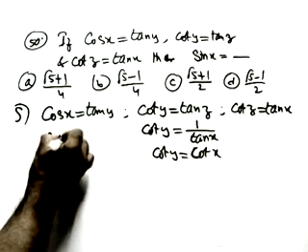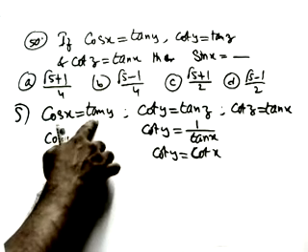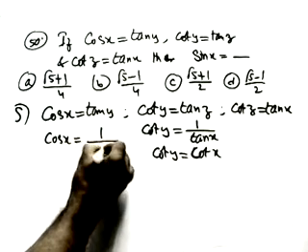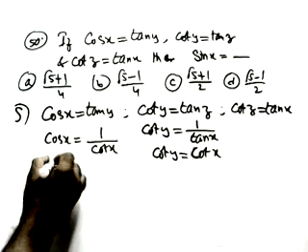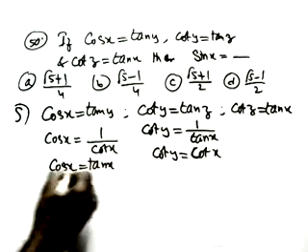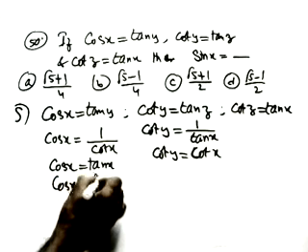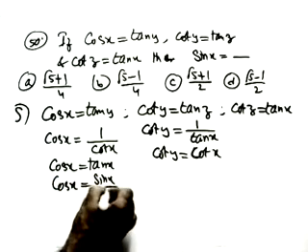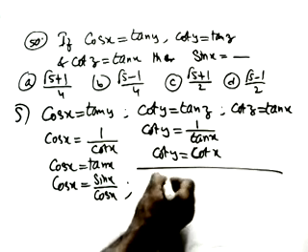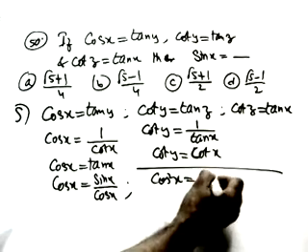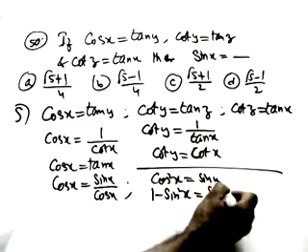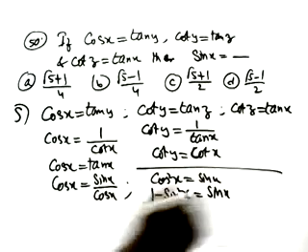Now come here, cot x equals tan y. Tan y is 1 by cot y, and cot y is cot x. So bring this to the numerator, it will be tan x. So cot x equals tan x. Tan is sine by cos, so cos x equals sine x by cos x. Cross multiply this one. Therefore, we get cos square x equals sine x.